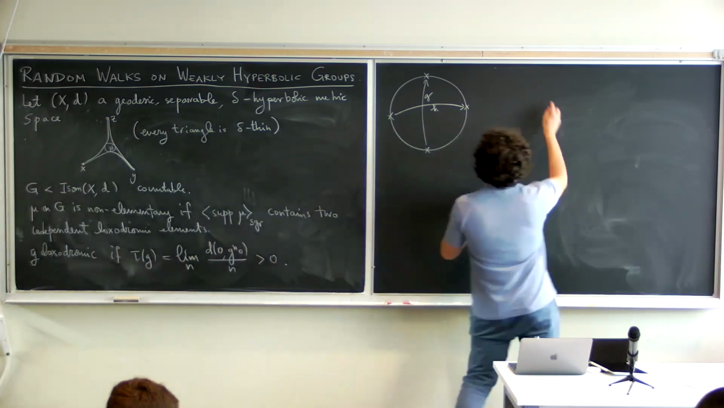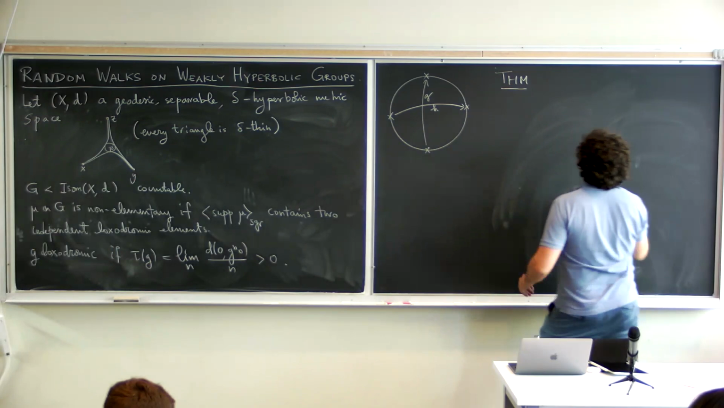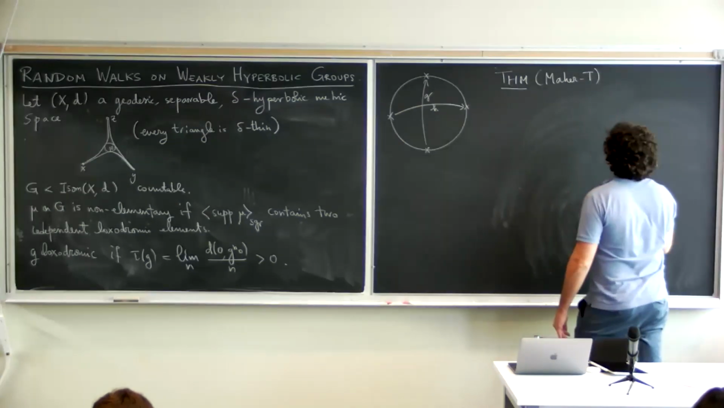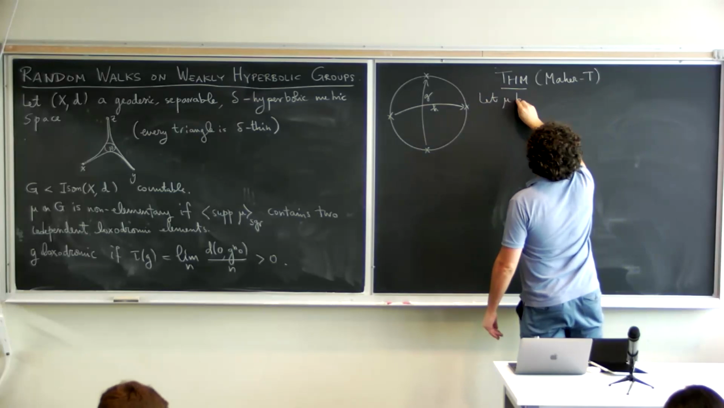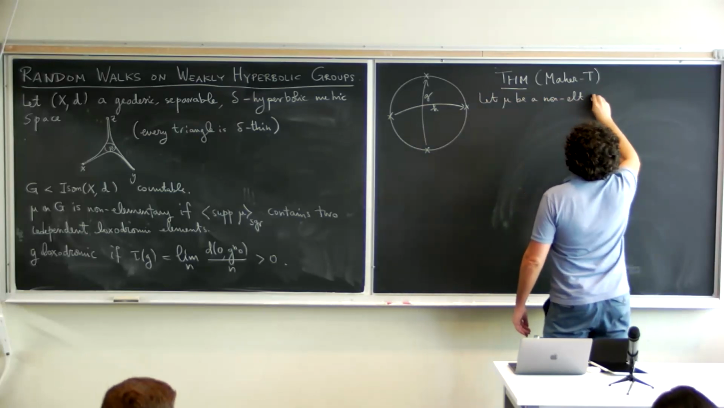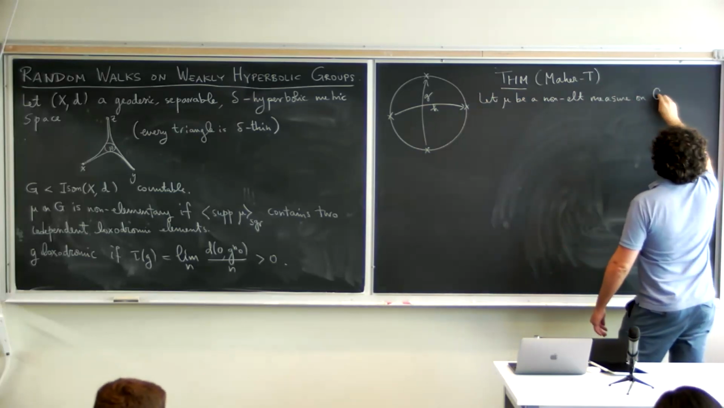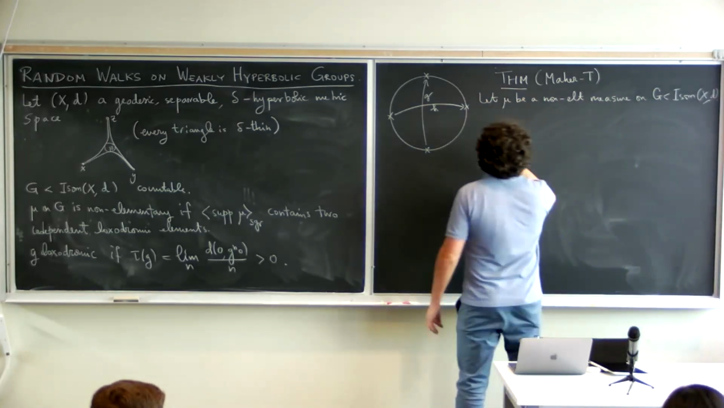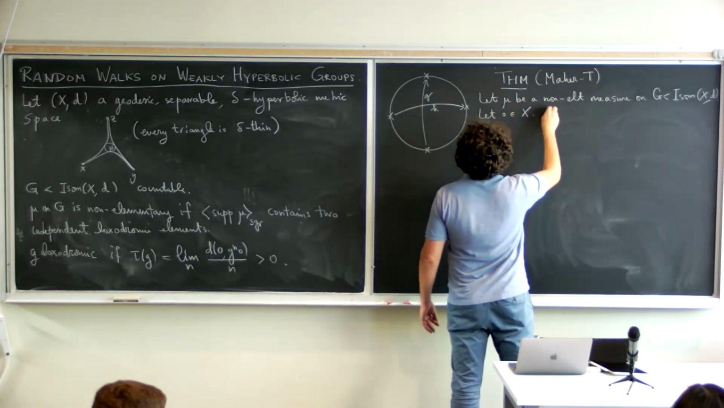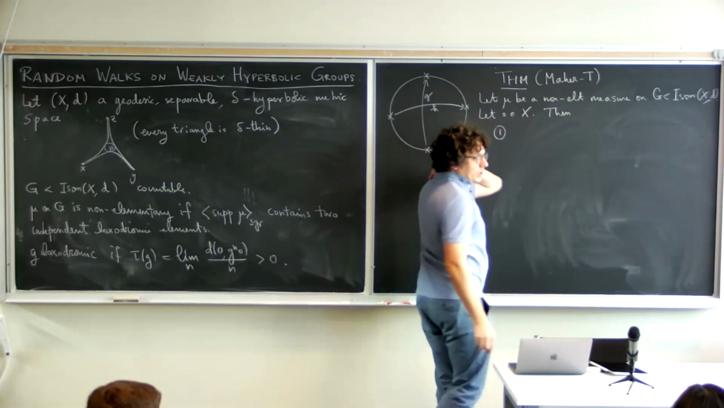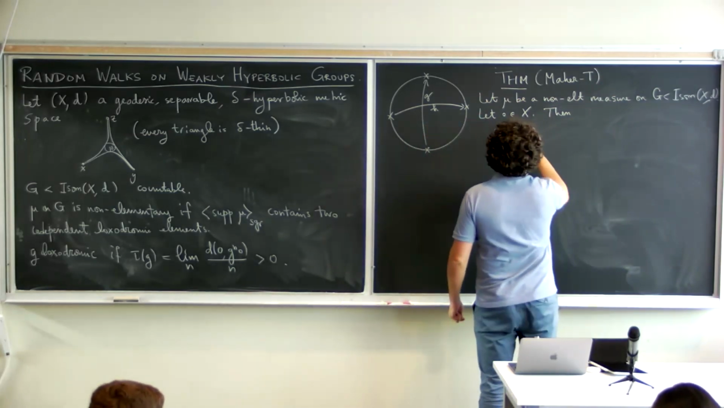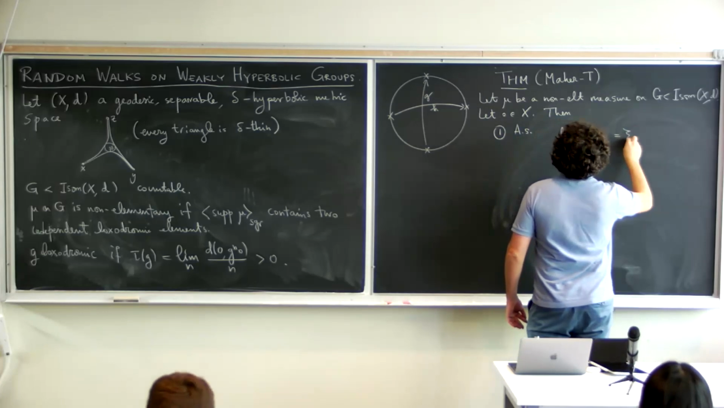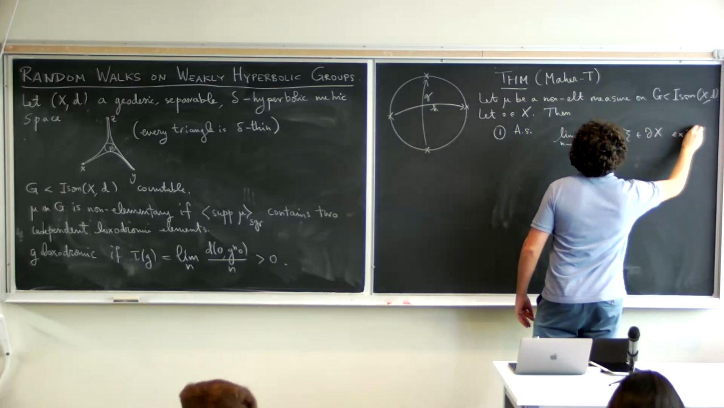So the theorem that I proved with Joseph, that I mentioned last time, is the following. Let mu be a non-elementary measure on G, a group of isometries. You take O in X. Then the first thing is that you have boundary convergence: almost surely, the limit as n goes to infinity of W_n O exists on the boundary of X.